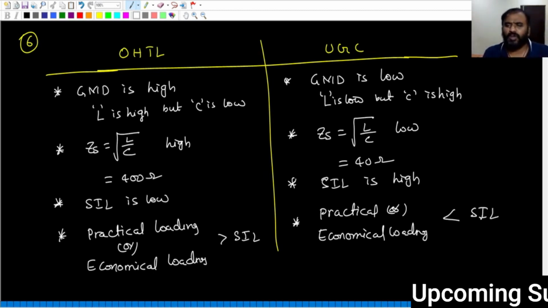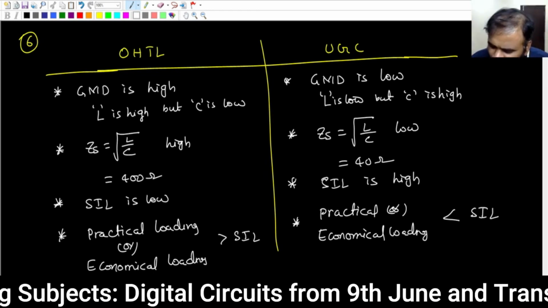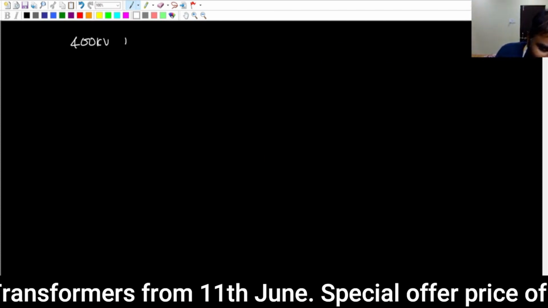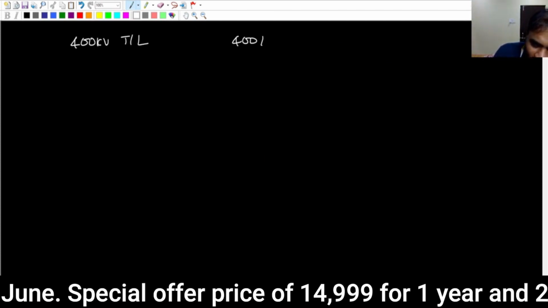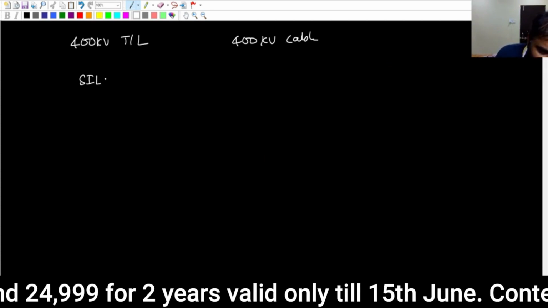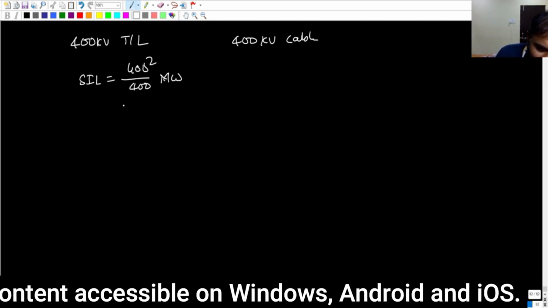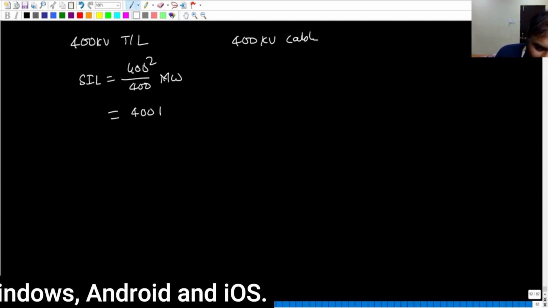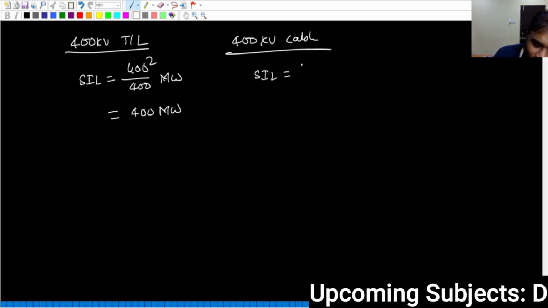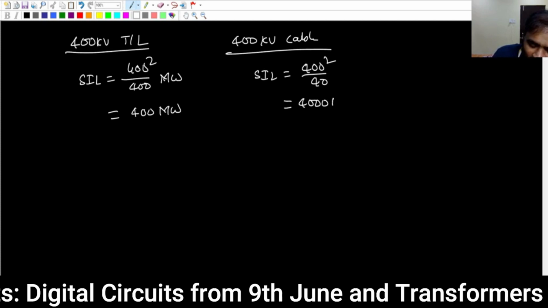The reason is very simple. For example, take a 400 kV transmission line and a 400 kV cable. What is the surge impedance loading here? 400 squared by 400 gives 400 megawatt. But what about surge impedance loading for the cable? 400 squared by 40 gives 4000 megawatt. Okay, fine.